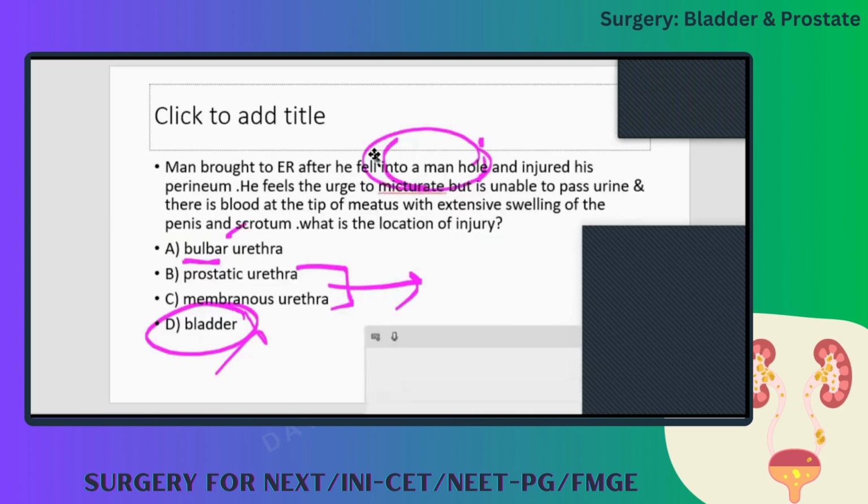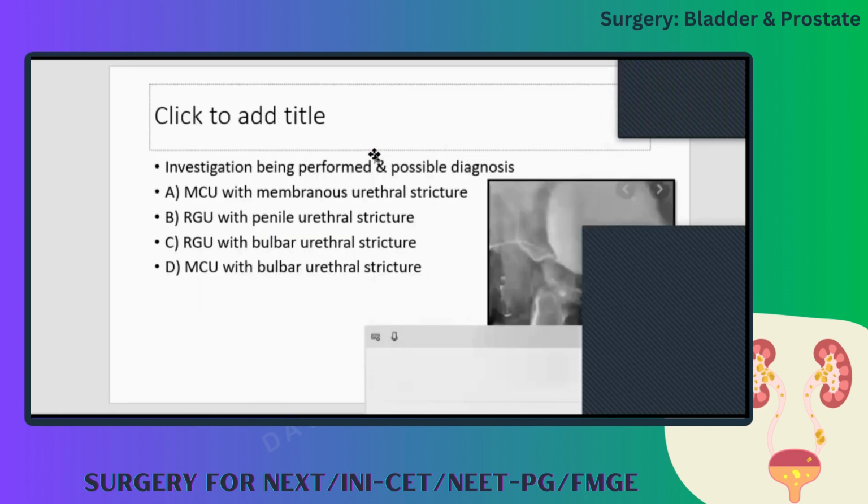A single pointer will be there, which you have to pick. Manhole is the pointer here. This type of question was asked in NEET, so I just wanted you to see this.